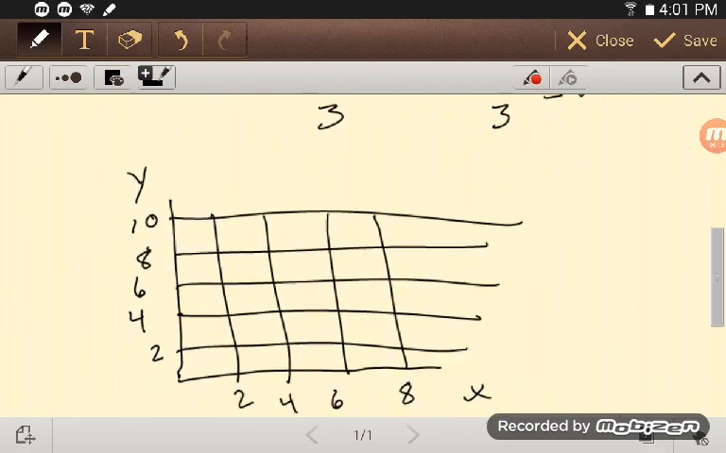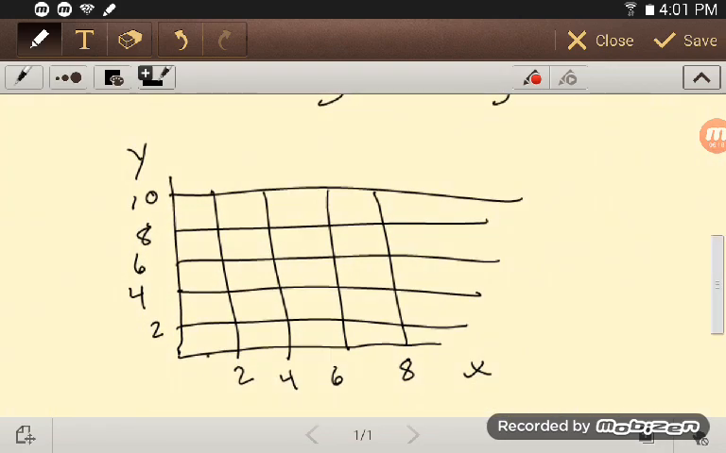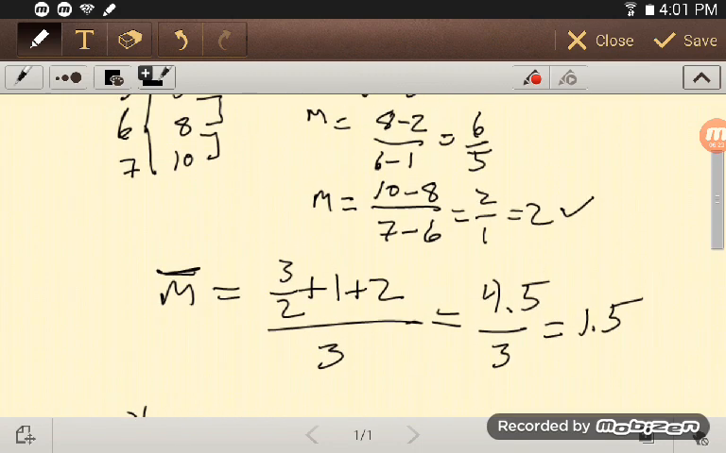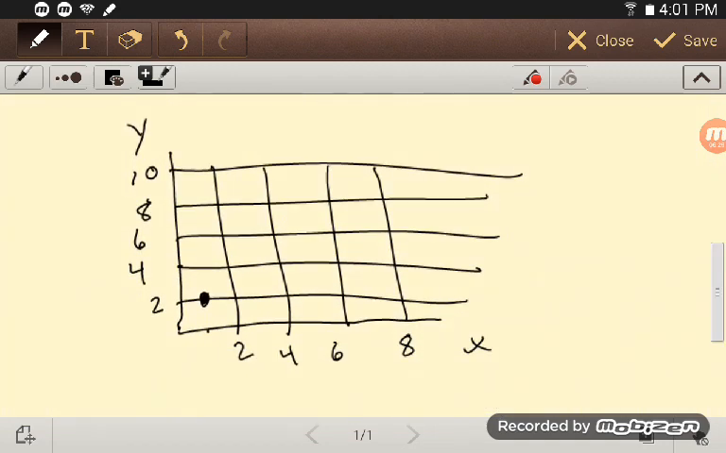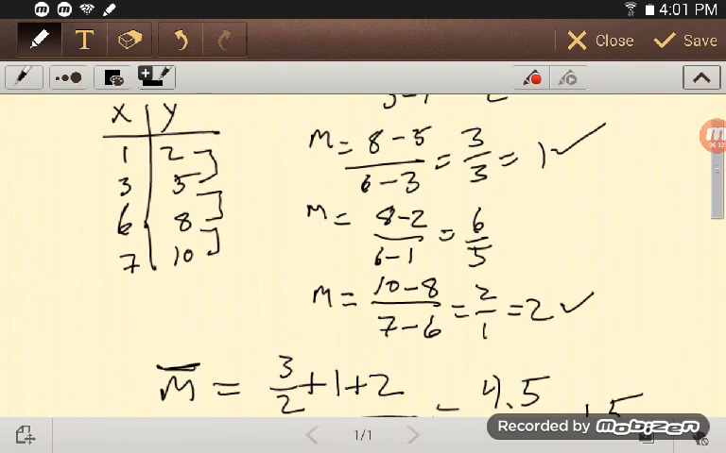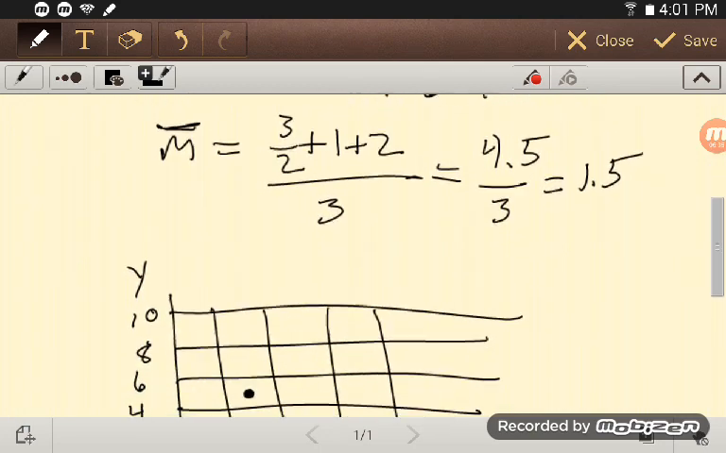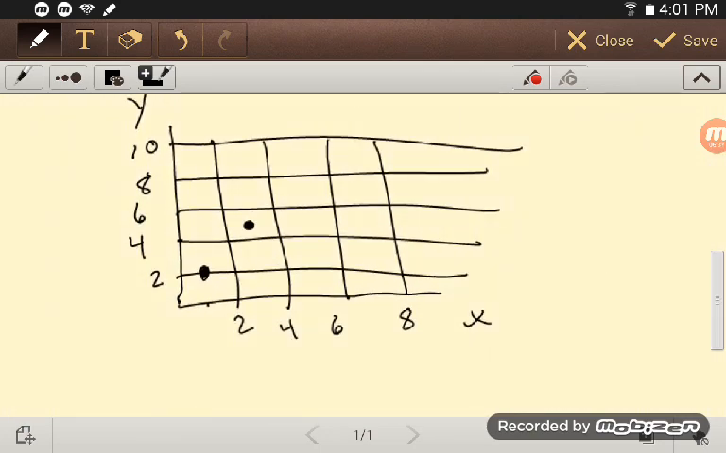I have 1, 2, so there's 1 and 2, so I've got that point there, and then 3, 5, 3 and 5 would be about right there, and then hopefully you're not getting seasick when I do this, 6 and 8. So here's 6 and 8 is there, and then 7 and 10 is about there. So there are values, and they're pretty much in a straight line, but not exactly a straight line.